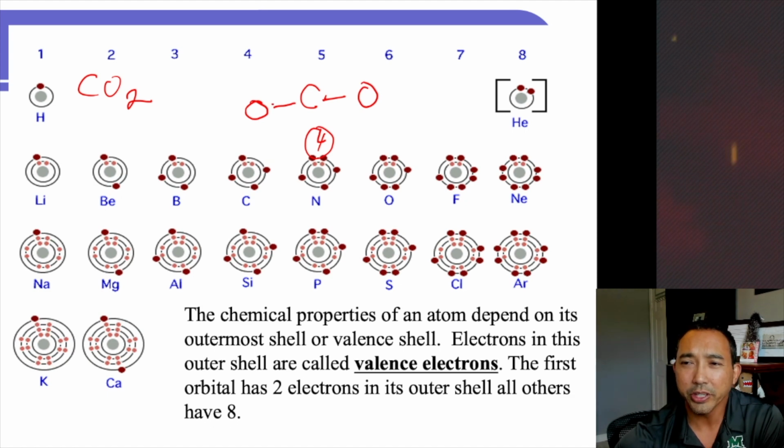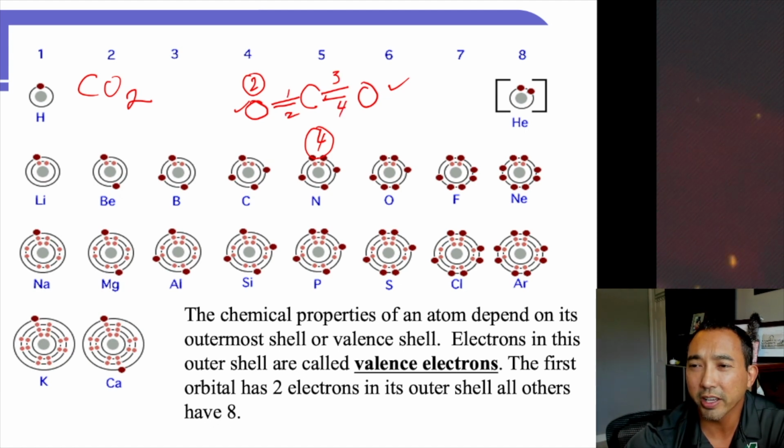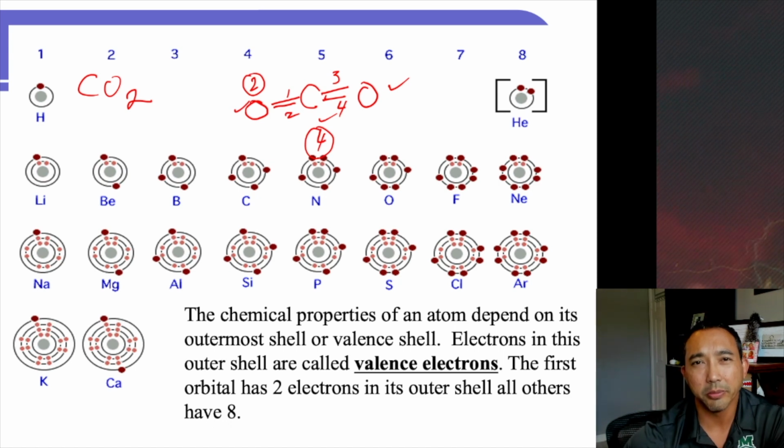However, if we create a double bond here, now this oxygen has 2 bonds connecting to him. Thus, he has 2, he's stable. This one has 2, he's stable. How many lines are connecting to this carbon in the middle? He has 1, 2, 3, 4 lines, and he is stable.